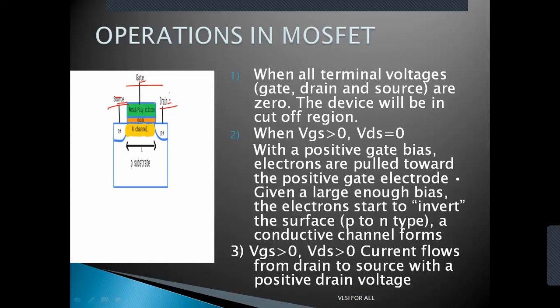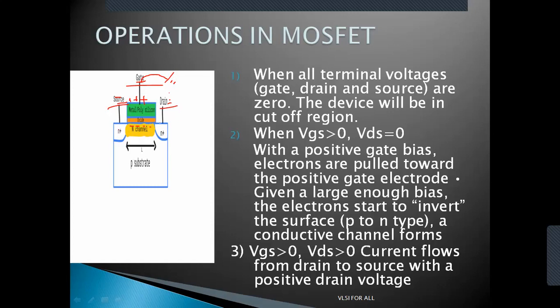Let us say if we connect a positive voltage to the gate to source terminal, then positive charge or positive ions will be created here, and negative ions will be created here. Then a conduction path will be developed between the source and drain. So the carrier can flow easily from the source to drain.